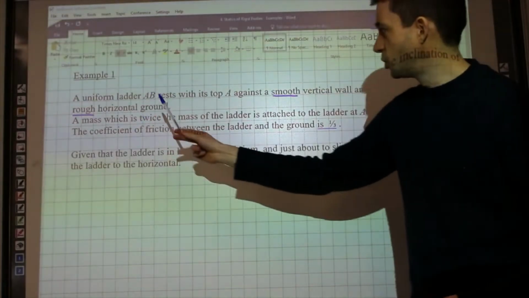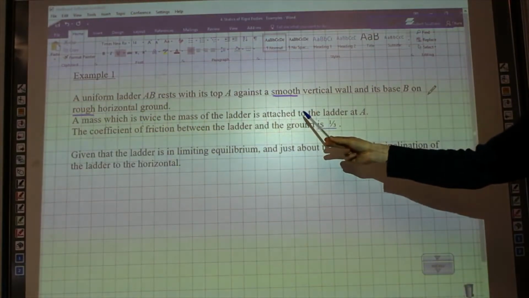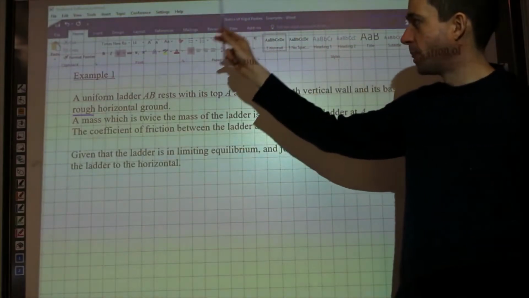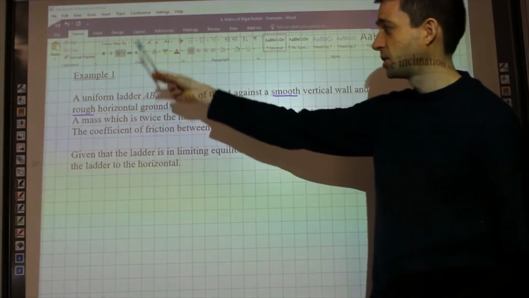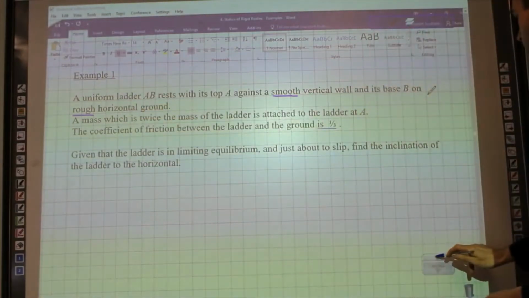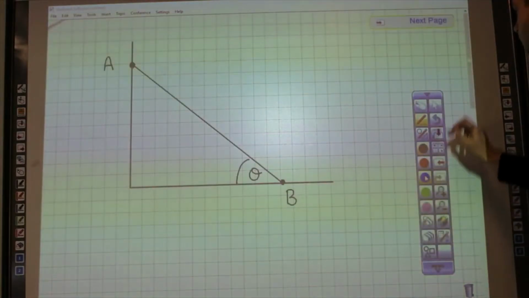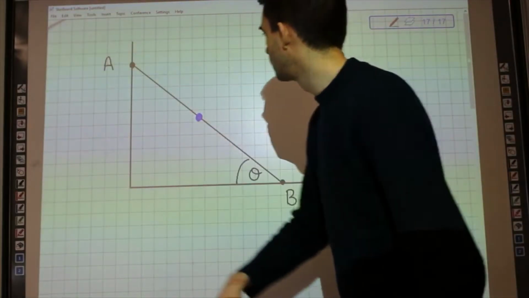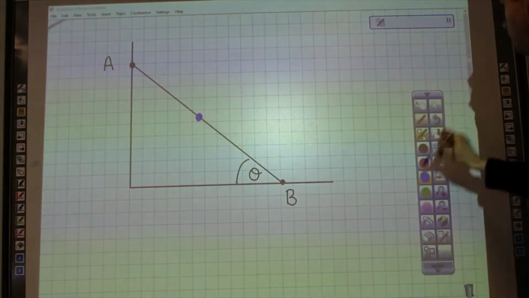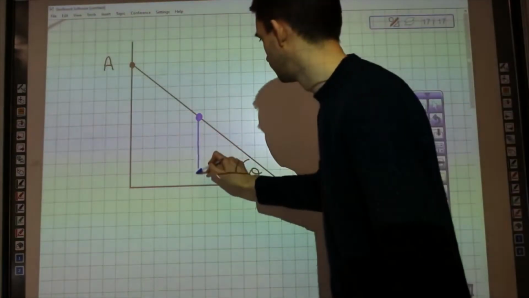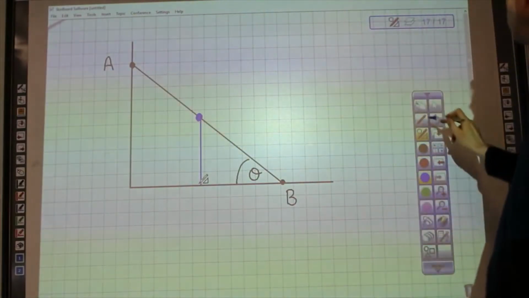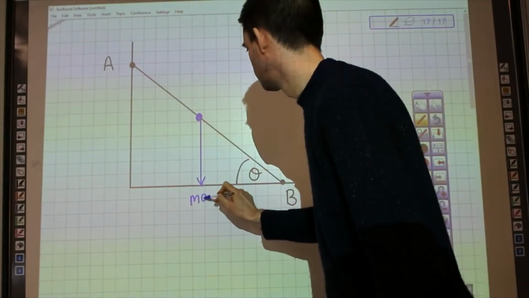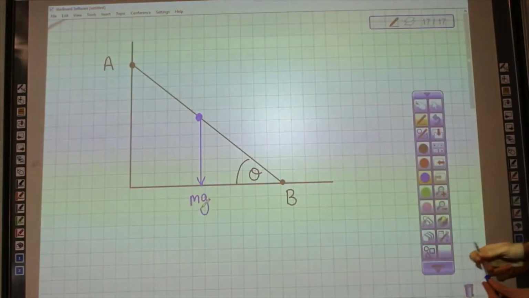Okay, a mass which is twice the mass of the ladder is attached to the ladder at A. Before we put that on, let's just consider the mass of the ladder itself and where that acts. Because it's uniform, it's going to act in the centre of the ladder. So, approximately there. So I'm going to draw a line straight down, that's Mg.